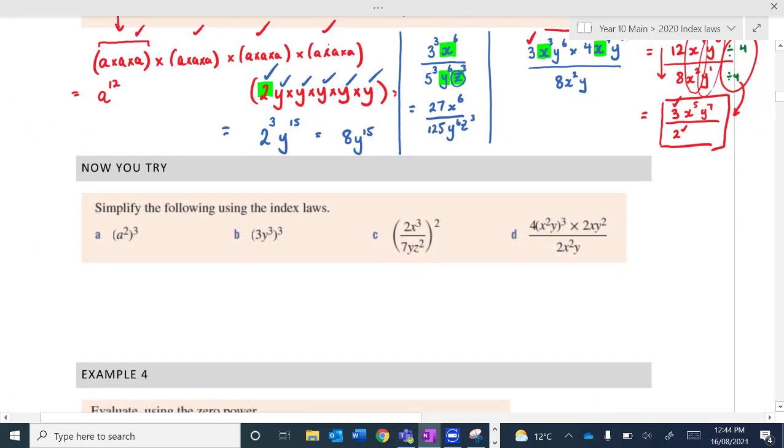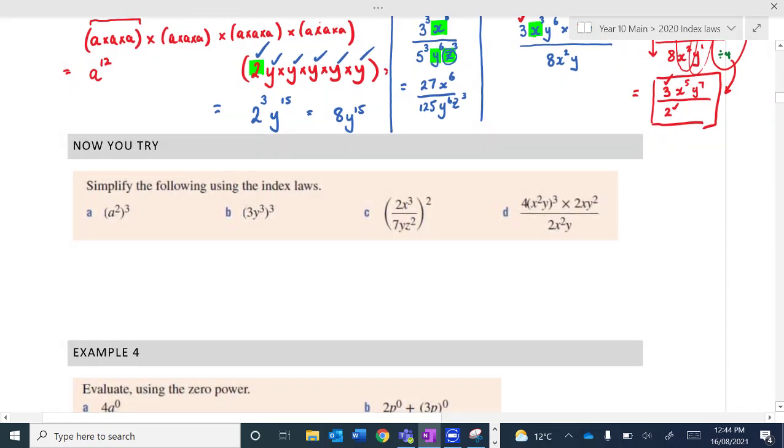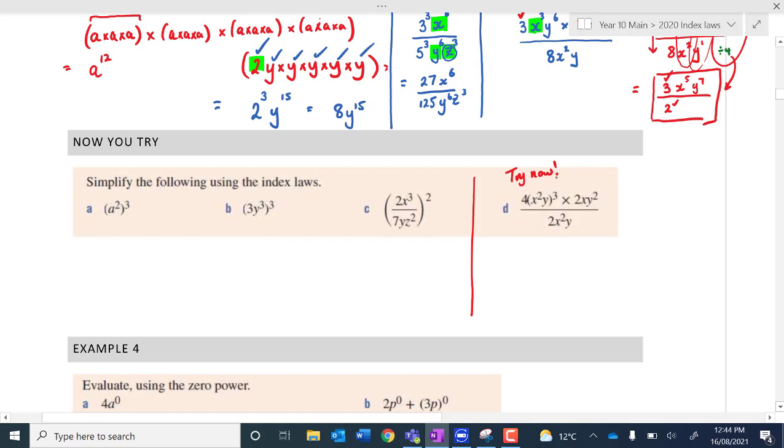Okay, now I'll get you to forget about these other ones. I want you to try this one now. Okay, try this now. I'm going to reveal my answer shortly. I'm not going to go through it a great deal. I just went through one of them, but have a go at this now, please.